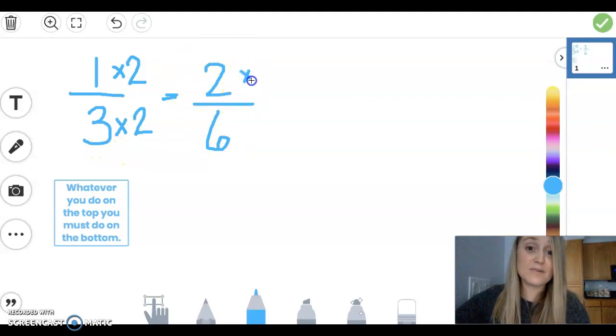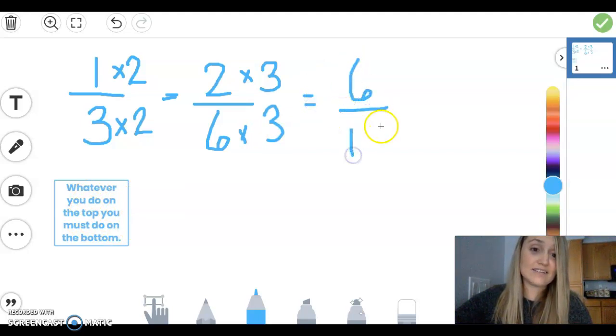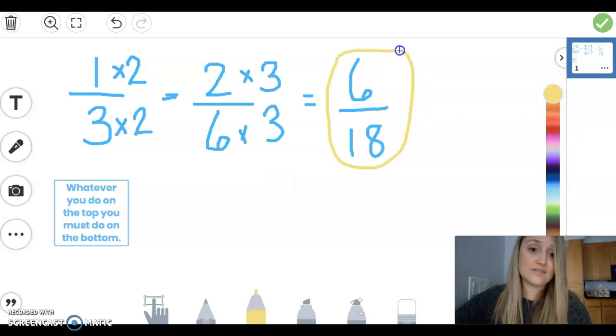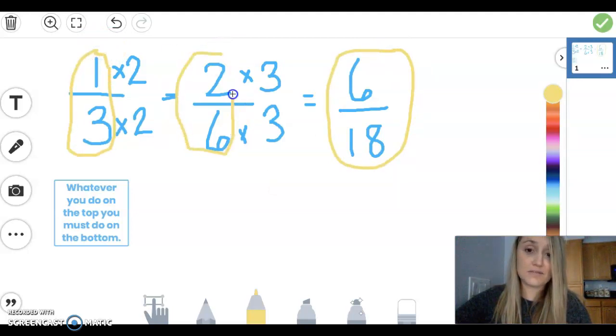Okay, I could even keep going. I could do times 3. The big thing is though, whatever you do on the top, you must do on the bottom. All right, so even 6/18. Okay, all of these. So this is equivalent to this, and this is also equivalent, okay?